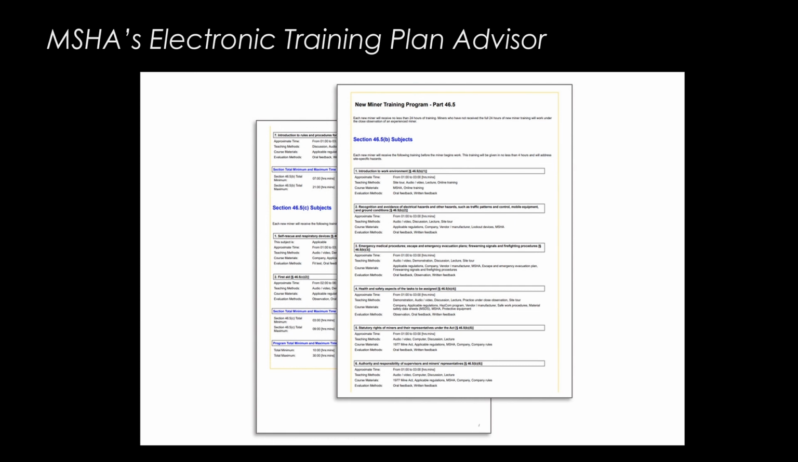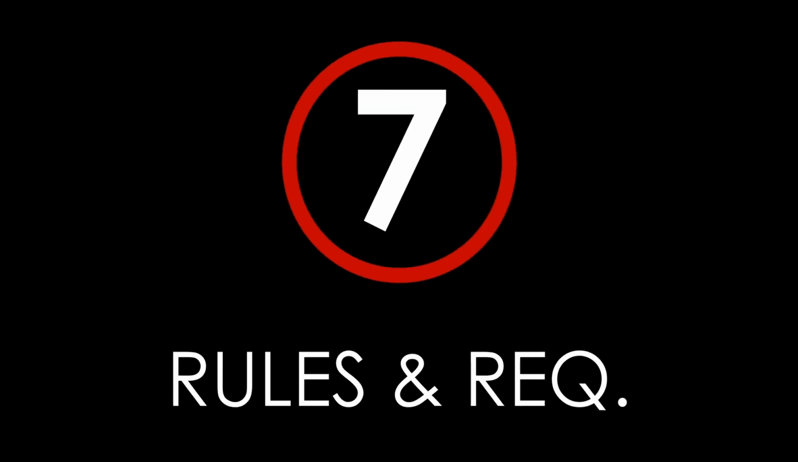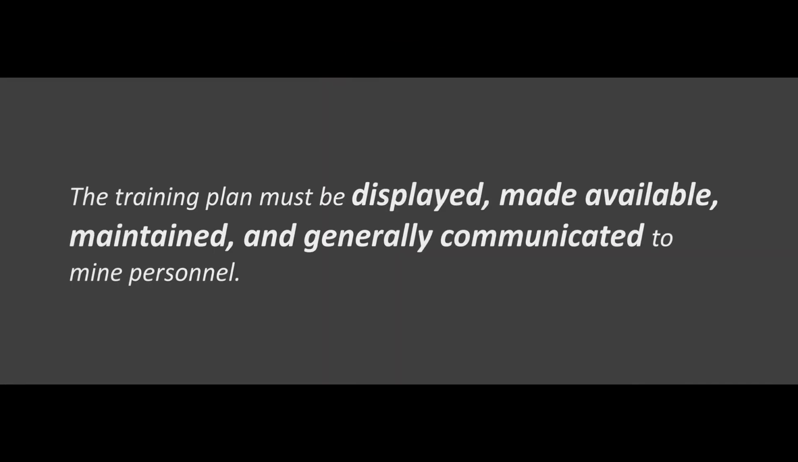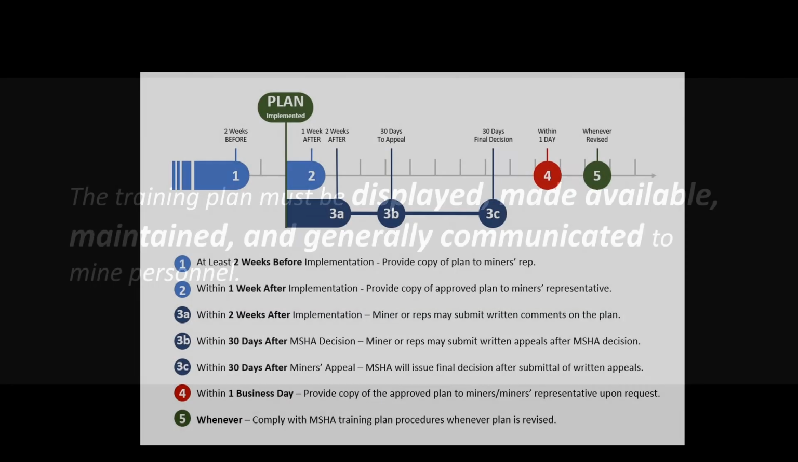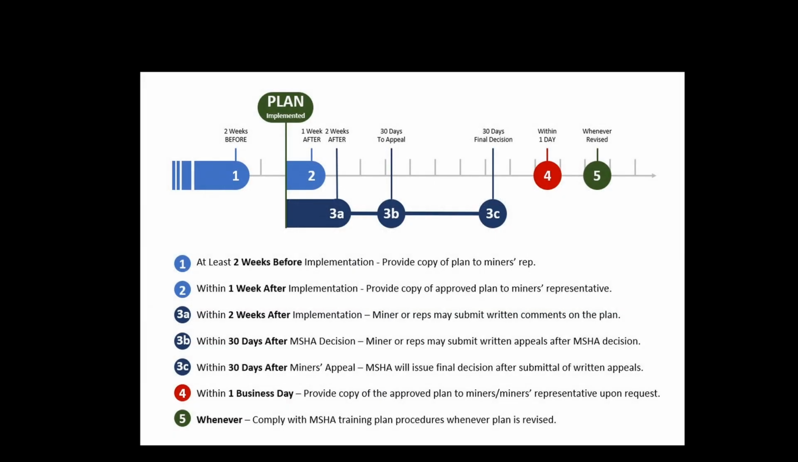And finally, number 7, rules and requirements for the training plan. Once you've fully developed your Part 46 training plan, there are a number of rules and requirements based on the regulations for what you have to do before and after you actually implement the plan. The training plan must be displayed, made available, maintained, and generally communicated to mine personnel. And these things have to be done in a very specific way within very specific timeframes.